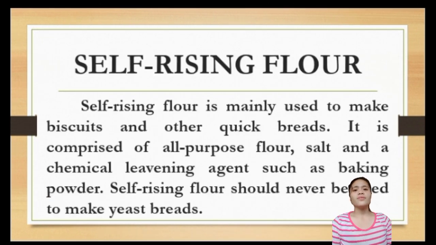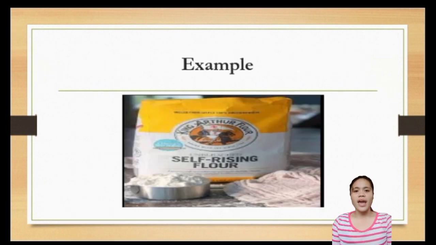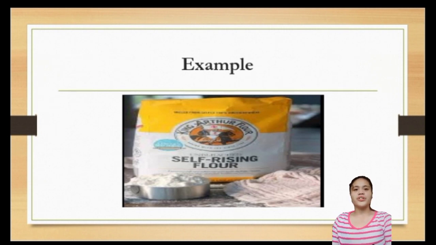Self-raising flour. Self-raising flour is mainly used to make biscuits and other quick breads. It is comprised of all-purpose flour, salt, and chemical leavening agents such as baking powder. Self-raising flour should never be used to make yeast breads.